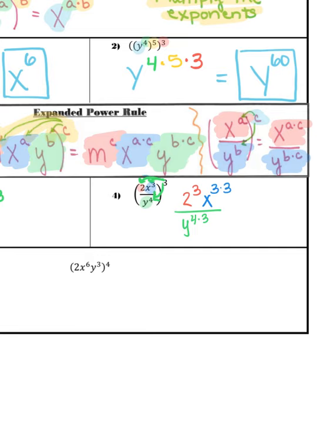So our final answer, get that fraction bar going, 2 to the third, that's like 2 times 2 times 2. That's going to give us an 8. And then for my x, remember we're multiplying 3 times 3, so the power on that will be 9. So we got 8x to the 9th on top. For the bottom, we said we're going to multiply 4 times 3, so it's y to the 12th power. Final answer. Woo!